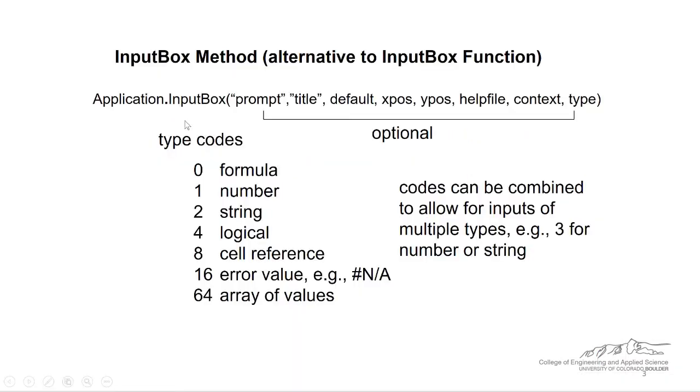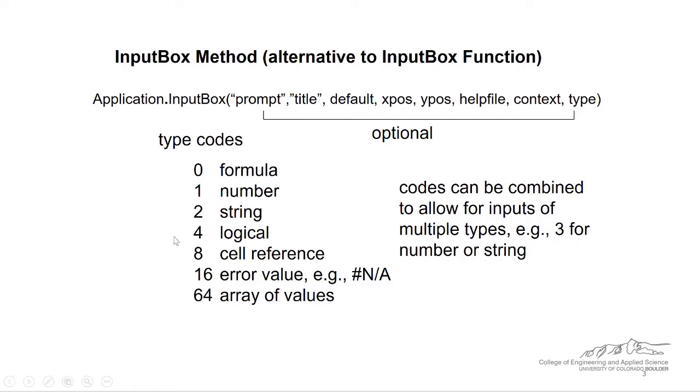Now I want to introduce the InputBox method. We can use Application.InputBox. We have a prompt, title, and all these optional arguments. We could change the default, we could change the x and y positions, and there are all sorts of other things. The most common are the prompt, title, default, and type. For the type, there are different codes. If you want the type that they can input into the input box to only be a formula, the type would be 0, 1 for a number, 2 for a string, and so on.